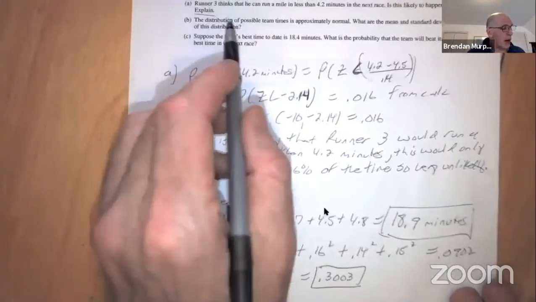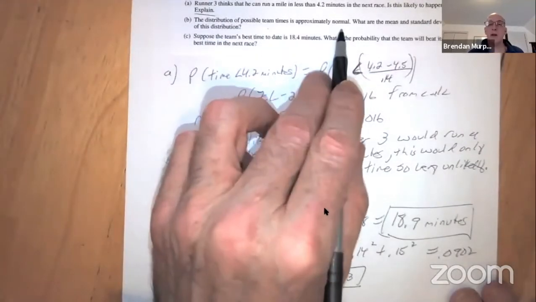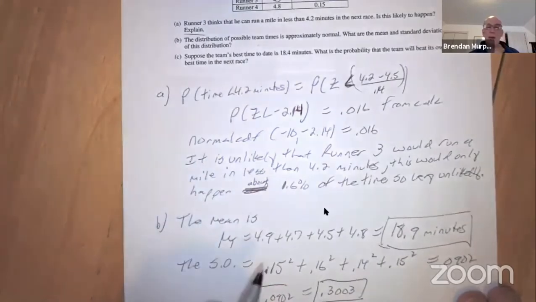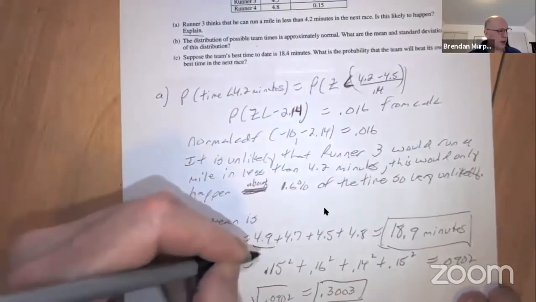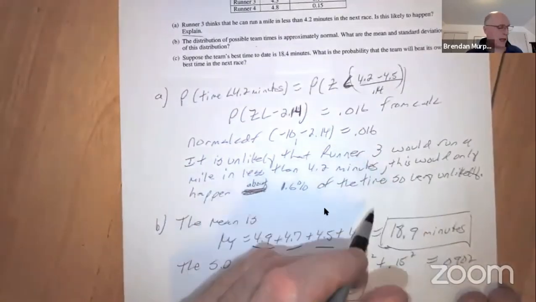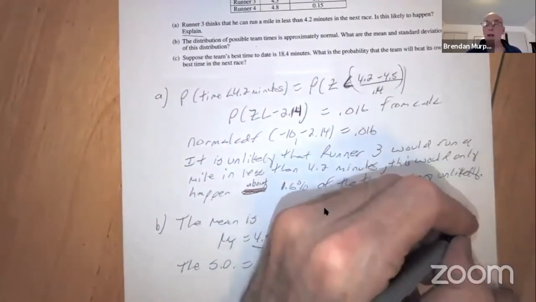The distribution of possible team scores is approximately normal. That's good. What are the mean and standard deviation of this distribution? Well, I can add and subtract means, and so I just found the 4 means for the 4 runners, and I added those. And so I felt pretty confident that 18.9 minutes would be the mean or average time.